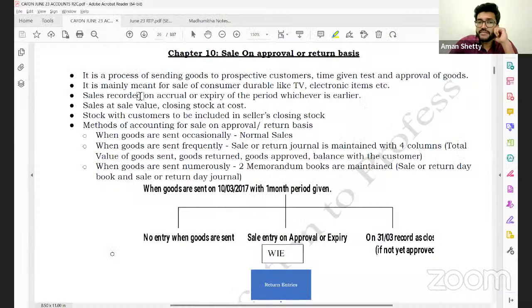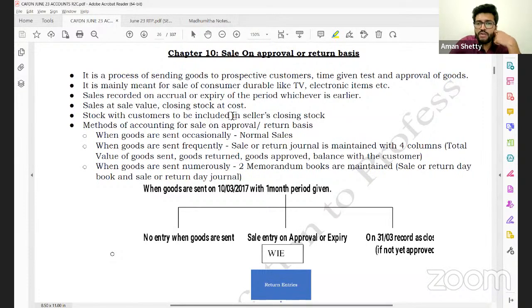I'll only read this. You can underline whatever I highlight. It is a process of sending goods to prospective customers, giving time to test and approve the goods. So you are giving them time to test the goods and then approve it. It is mainly meant for sale of consumer durables like TV, electronic items, etc. Sales are recorded on accrual or expiry of the period, whichever is earlier. Accrual means when they accept the goods, or expiry of the period, whichever is earlier. Here accrual basically means acceptance of the goods.